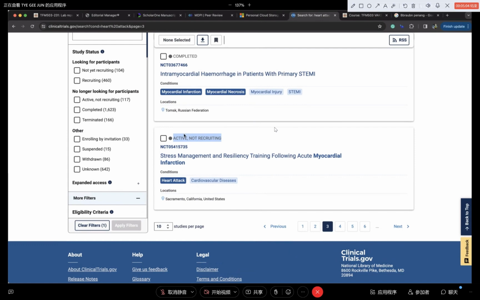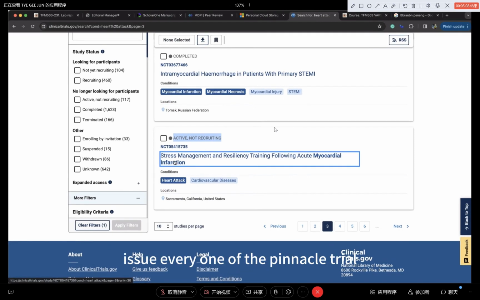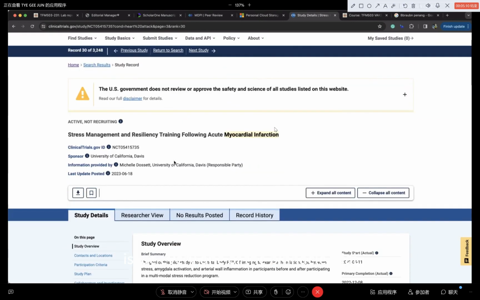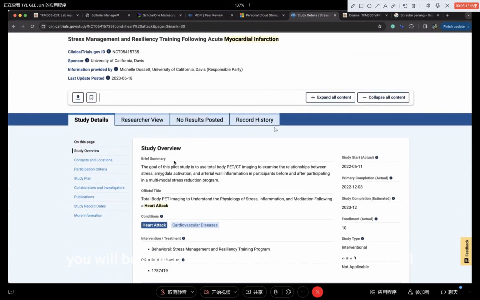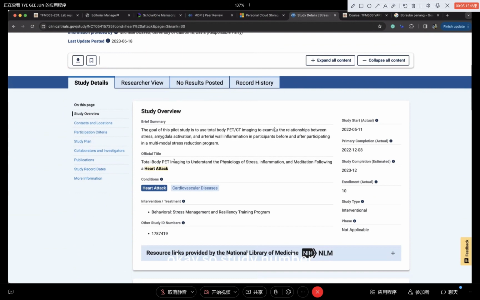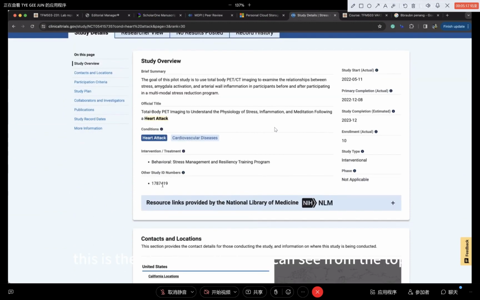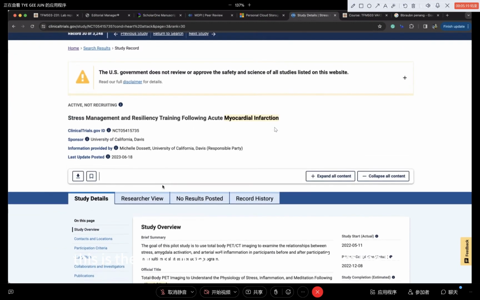All right, so after this, when you click into each and every one of the clinical trials, you will be able to find more details on the clinical trial. Okay, so study number, this is the NCT number that you can see from the top. Then you can also see that some of them have sponsors. Okay, the sponsors means who it's funded by.